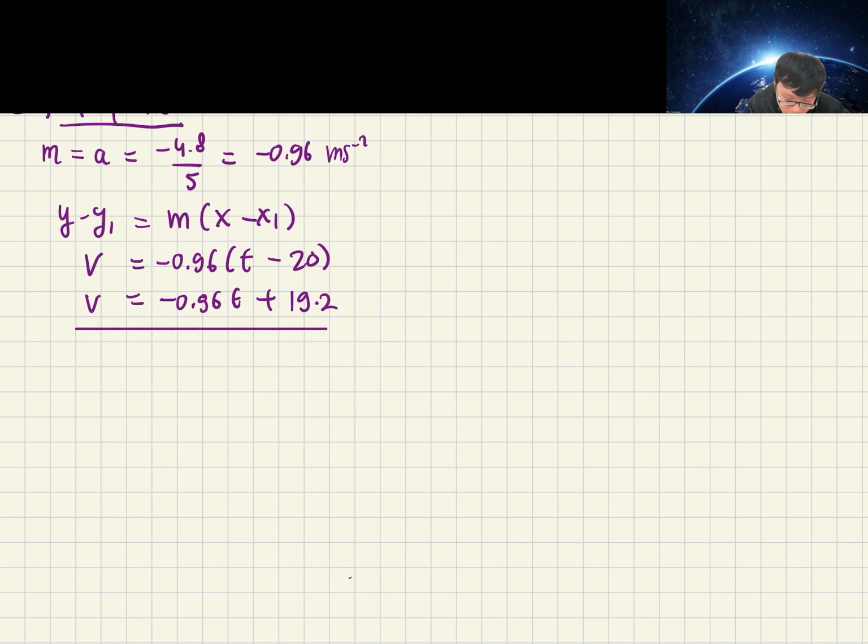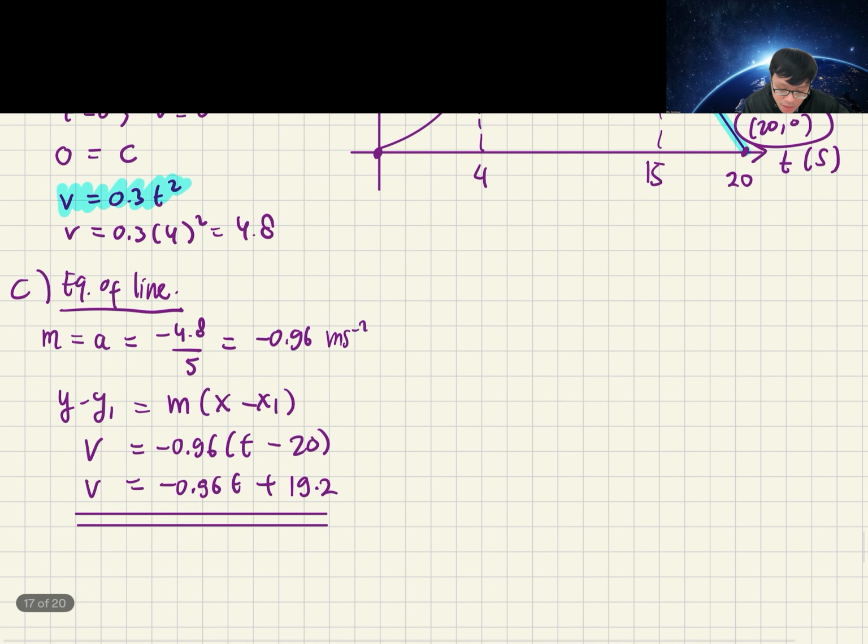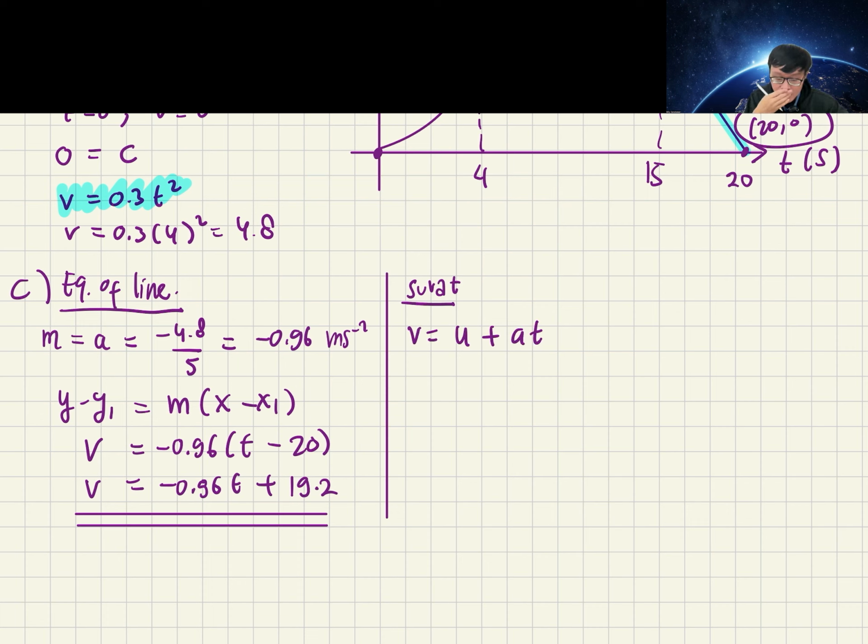So this is the equation when time is 15 until 20. The second method, you can use the SUVAT equation, guys. We know that using SUVAT, the equation of the velocity will be v equals u plus at. But careful with this one.